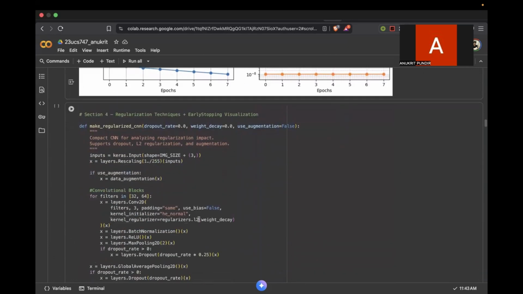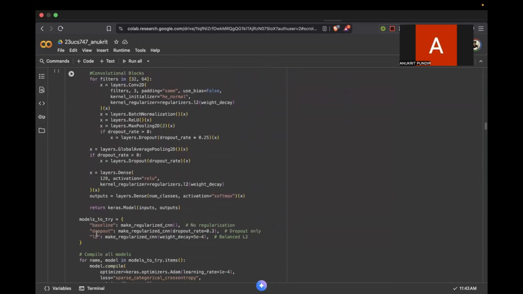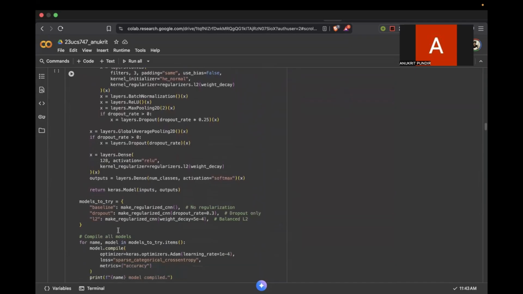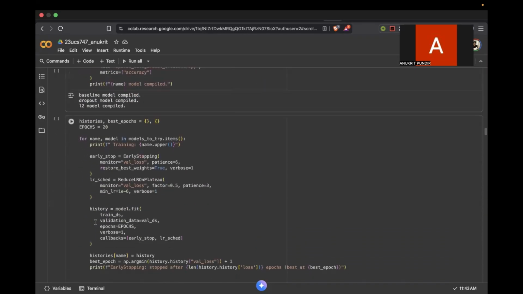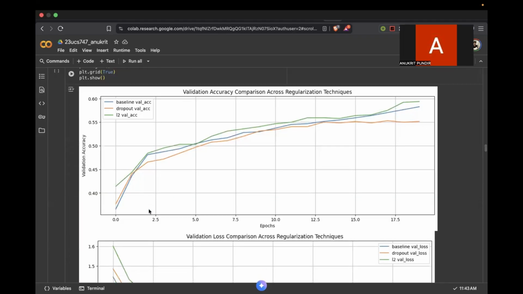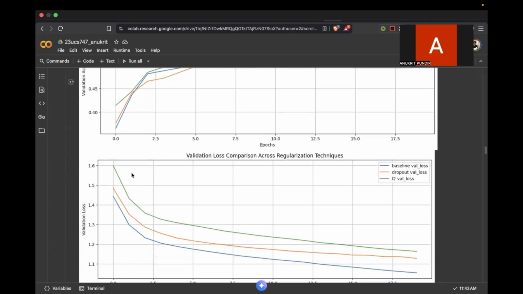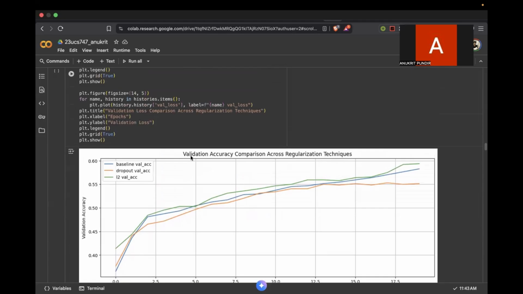So now the regularization technique, and I've used three models: baseline, dropout, and L2. The baseline being the basics, dropout I'm using for preventing overfitting, and L2. So here are the results of all these three models. As expected, the validation loss of L2 is the least, and these are my validation accuracies for all the three models.